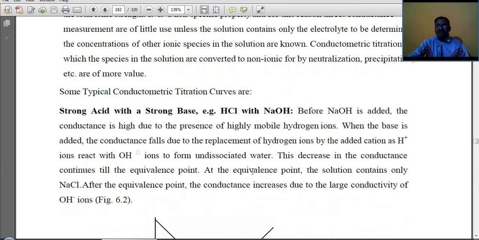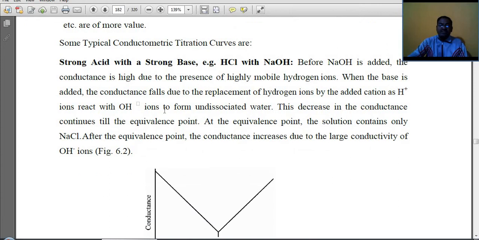It is one of the very important titrations regarding your point of examination, the conductometric titration. Now we are going to explain the typical conductometric titrations. First, the titration of a strong acid with a strong base. Here, for the strong acid we take HCl, and for the strong base, NaOH.